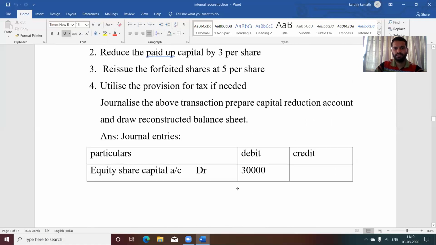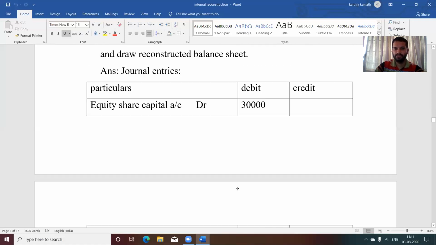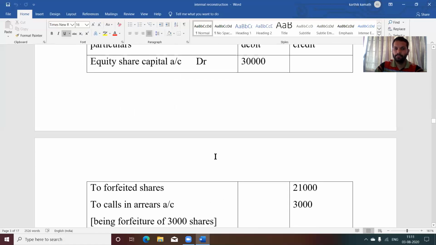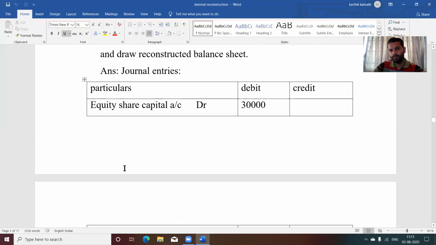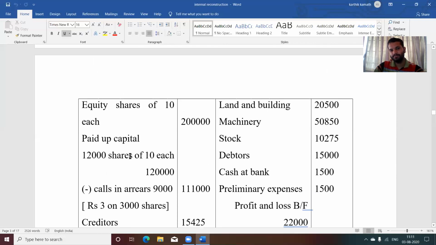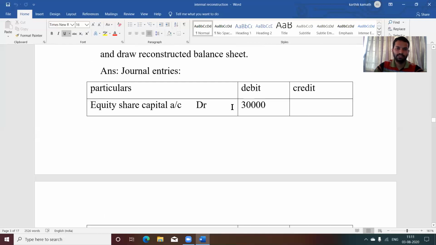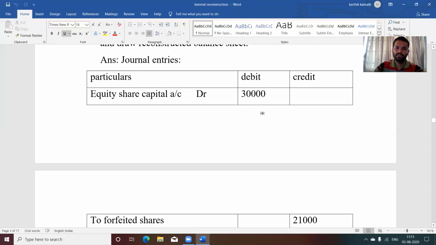Now, journal entry. First journal entry is for forfeiture. So whenever there is a forfeiture of shares, what is the journal entry? Equity share capital account debit to forfeited shares and two calls in arrears account. Your first value is equity share capital account debit. Shares of 10 each, but here we are going to see only 3,000 shares because we are talking about forfeiture of shares. 3,000 into 10, that is 30,000 equity share capital.